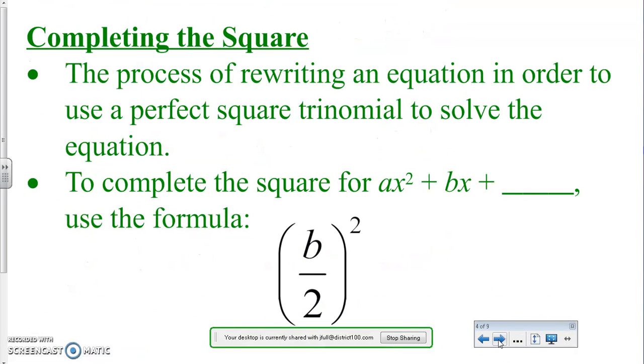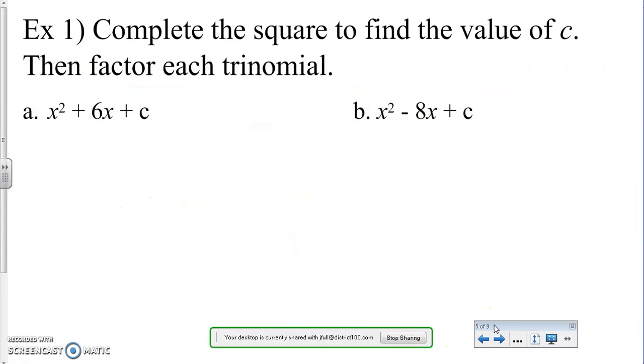So when we complete the square, our goal is to find a number that works on our expression or equation so that when we factor, it does work out like that. So to complete the square, we're going to take half of b and square it, and that's the formula you need to memorize. So b over 2 and square it. So notice in example 1, in this trinomial, our a is 1, our b is 6, and then we have our c. We're trying to figure out what our c should be to make it so that it factors nicely.